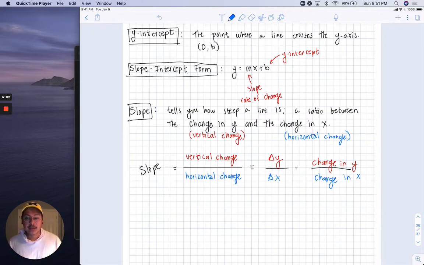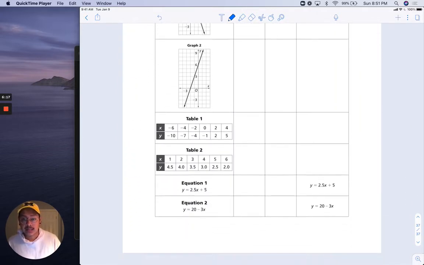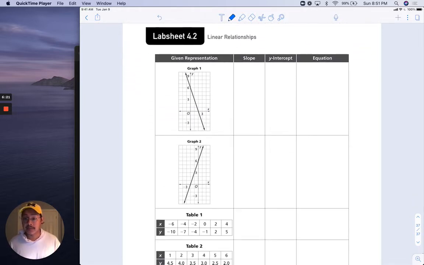With that, let's go ahead and take a look at what slope is in terms of graphs, tables, and equations. You should have printed out a lab sheet that looks like this, and we're going to go over each of these problems here.